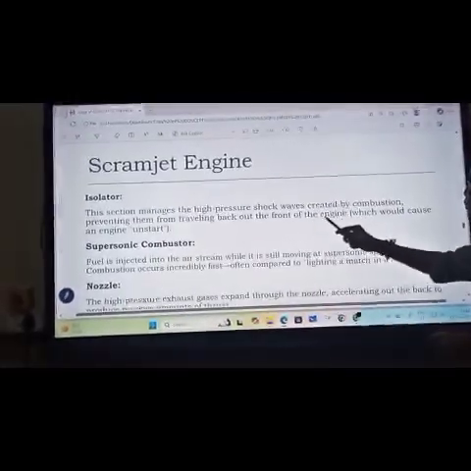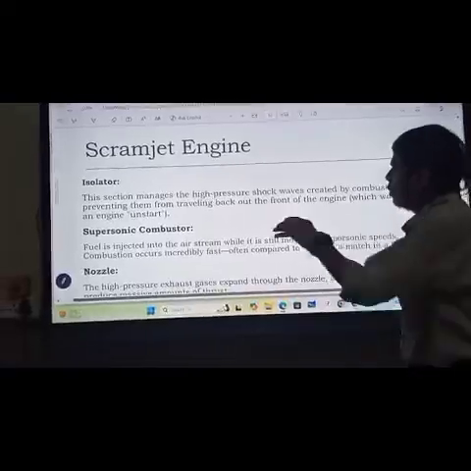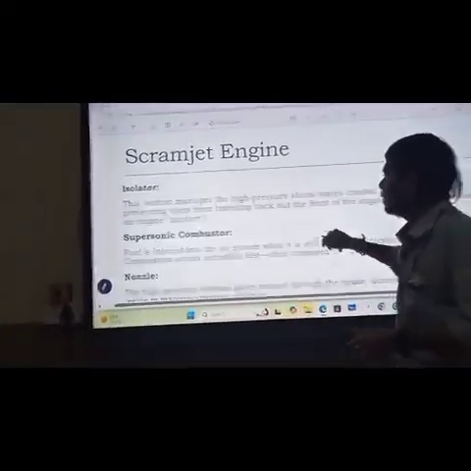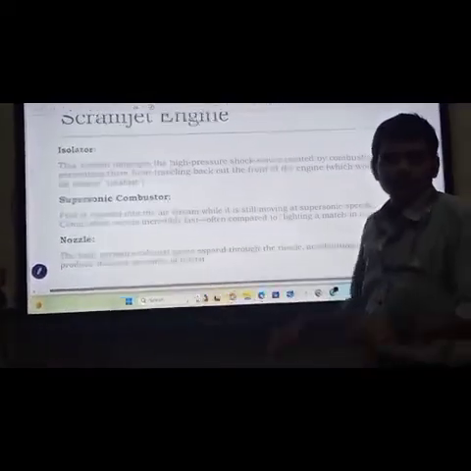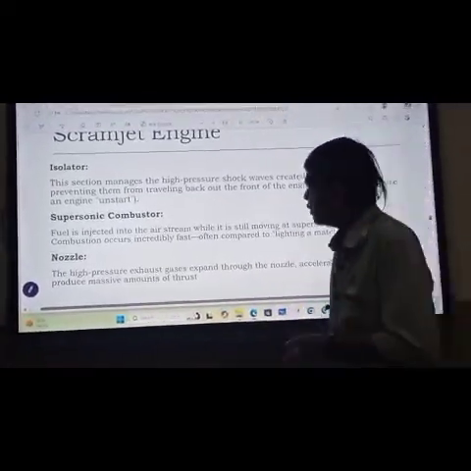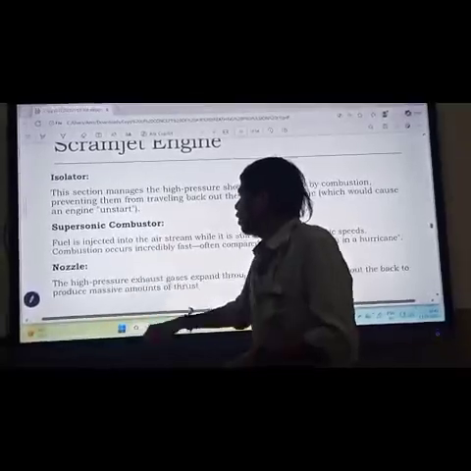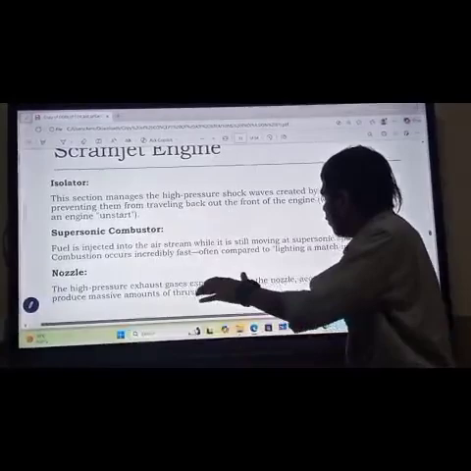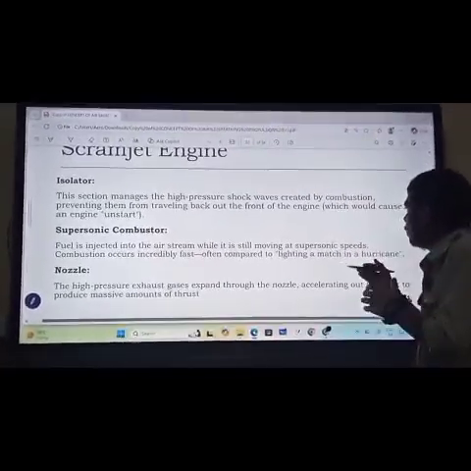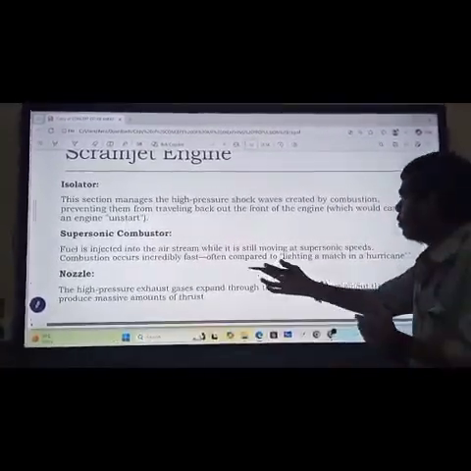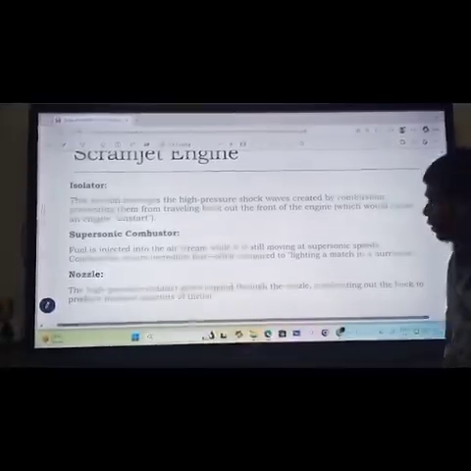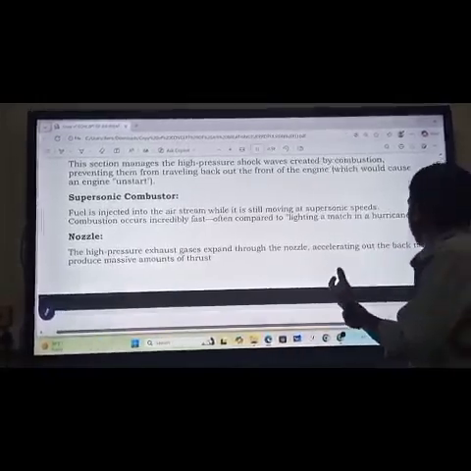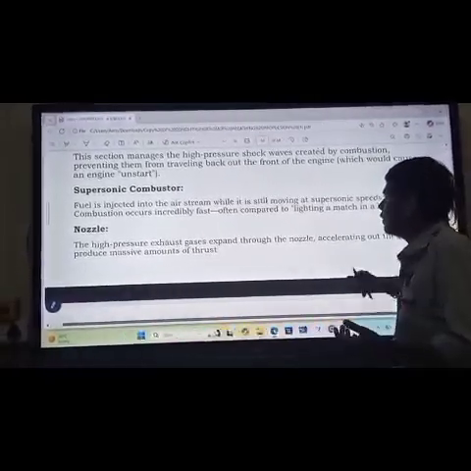That time, back out front of the engine, which will cause the engine to start. And then next is supersonic combustion. It means it is like a combustion chamber. Supersonic combustion works as fuel is injected into the airstream while it is still moving at supersonic speed. Combustion occurs incredibly fast, often compared to lightning.